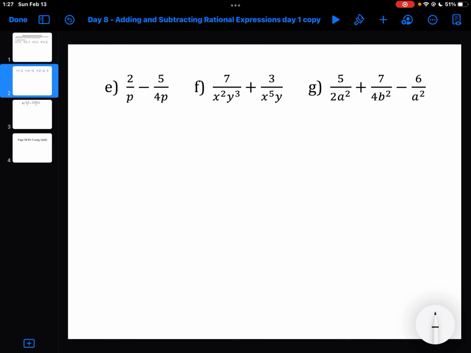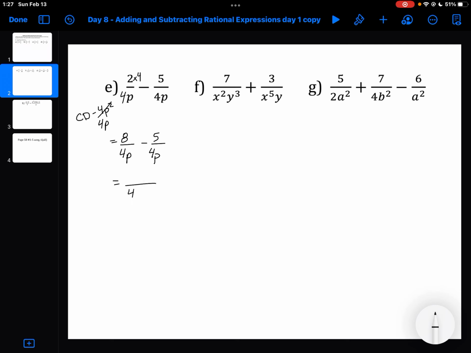Here I've got p as my first denominator, and I've got 4p as my second denominator. Now I could multiply them together, and I would get 4p squared, which would work. I'd have to reduce at the end. What I notice here is that if I make my first denominator 4p, that would be equivalent to my second fraction. So I'm going to use a common denominator of 4p instead, which I can get to just by multiplying that first fraction by 4. So my first two equivalent fractions are 8 over 4p minus 5 over 4p.